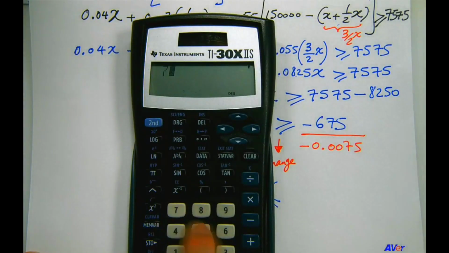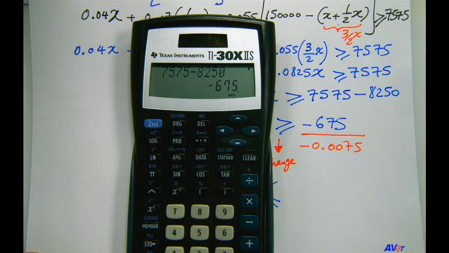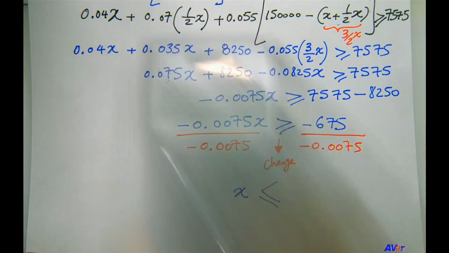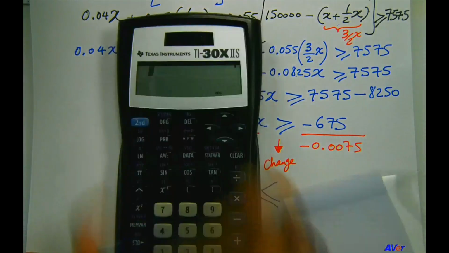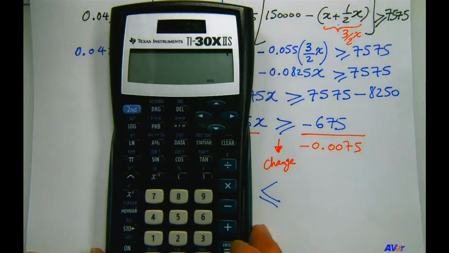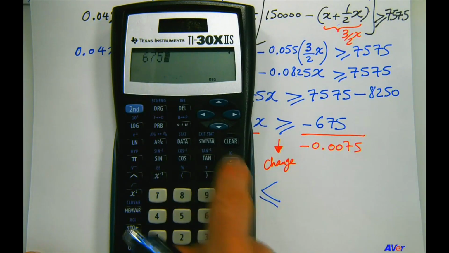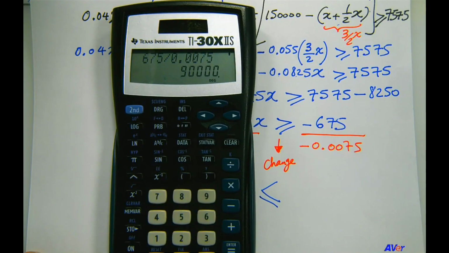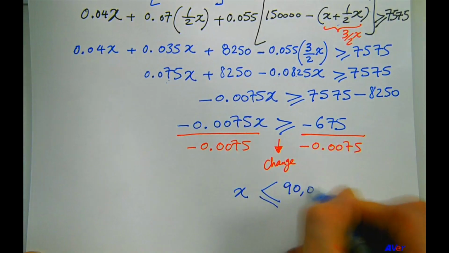So 7,575 minus 8,250, minus 675 divided by 0.0075, and of course that's negative. So we have 135,000. I think I did something wrong here, so let's double check that. So 675, this divided by that, is positive. 675 divided by 0.0075, so we have 90,000. So x is less than or equal to $90,000.